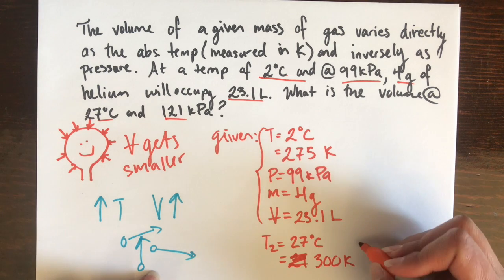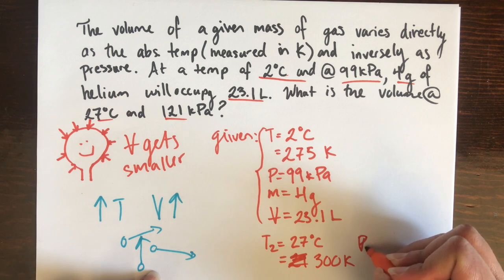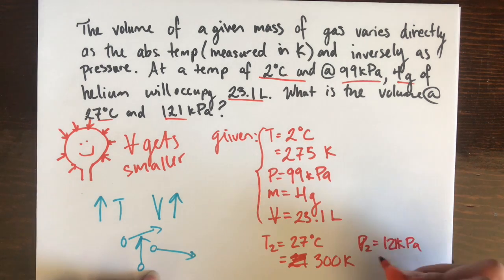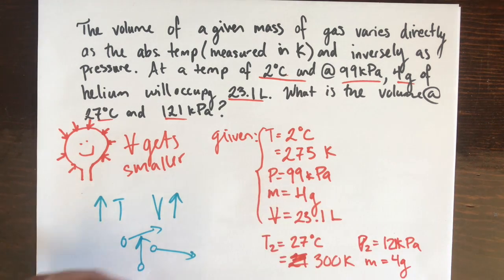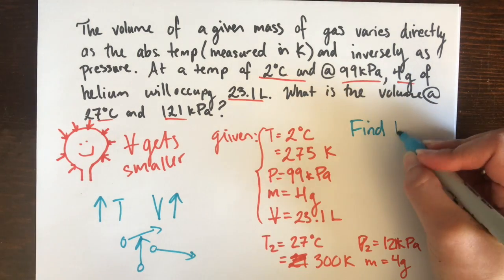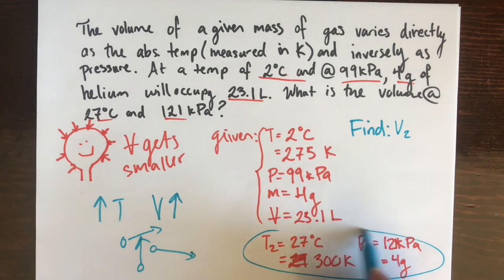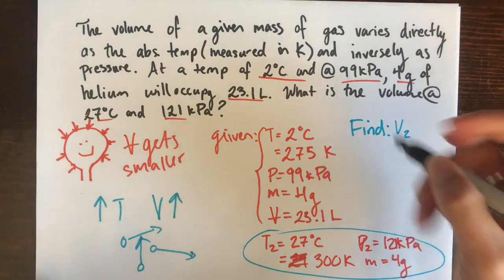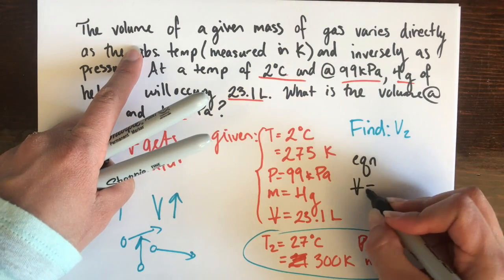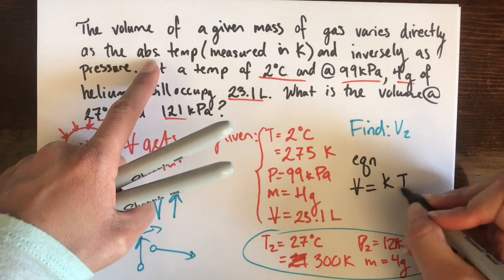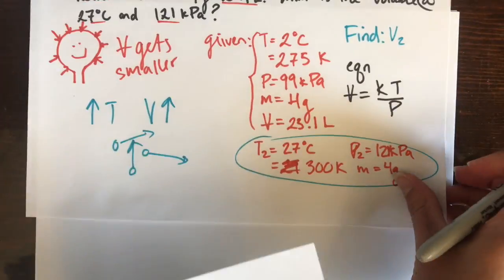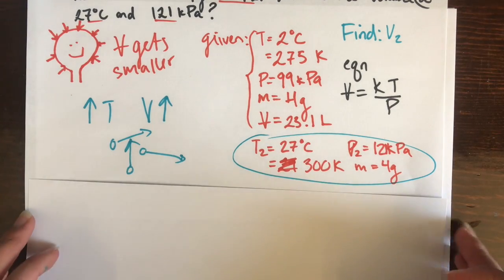So the second temperature is 27 degrees Celsius, which is the same thing as 300 Kelvin. And they give us a pressure of 121 kilopascals. So the pressure has gone up, but the temperature has also gone up. So now we're going to find the second volume, right? So the temperature going up is going to make the volume expand, but the pressure going up is going to make the volume shrink. Okay, so the volume of a given mass varies directly as the temperature, so I put the temperature on top, and inversely as the pressure, so I put the pressure on the bottom.